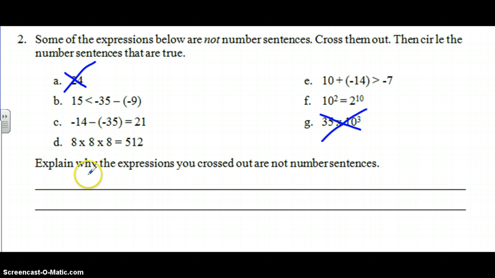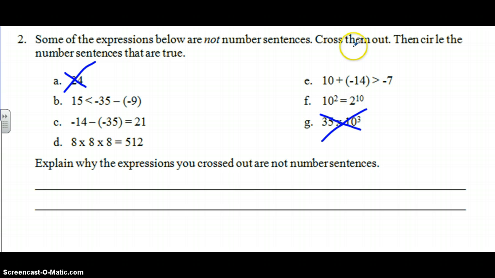The reason why, I'm going to answer this question down here first, that those two expressions are not number sentences is because I can't look at them and say true or false because there is no relation sign, meaning there is no greater than, less than, or equal to. 24, I don't know whether that's true or false. Whereas the rest of these I can look at and say 15 is less than. I can answer this as a true or false question. I can decide whether this side is equal to 21. As I can do with the rest of these, I can decide if this number is greater than negative 7, and I can decide if these two are equal.